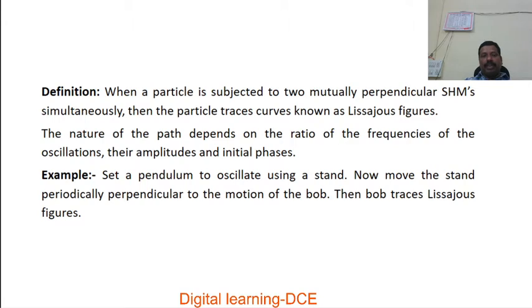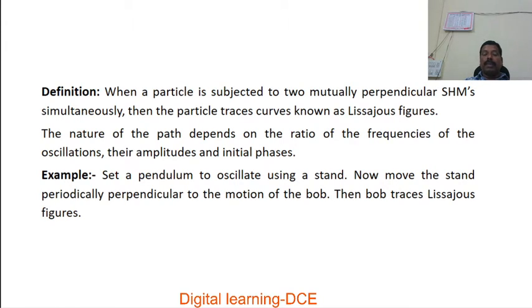Now, I am going to give a definition for Lissajous figures. What are Lissajous figures? When a particle is subjected to two mutually perpendicular simple harmonic motions simultaneously, then the particle traces curves known as Lissajous figures. When two simple harmonic motions superpose on one another with a slight phase difference, meeting perpendicular to each other, then the resultant displacement traces a curve, and those curves are called Lissajous figures.